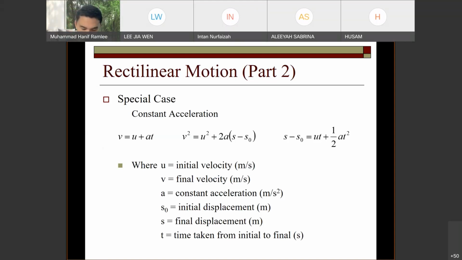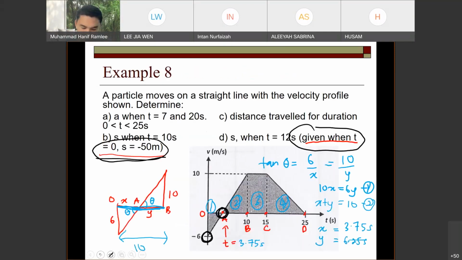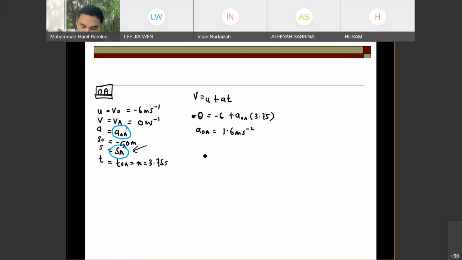So let's say we are using the second one, which is V square equals U square plus 2A(S minus S naught). And of course, if you simplify this, you will have VA square equals V naught square plus 2AOA.